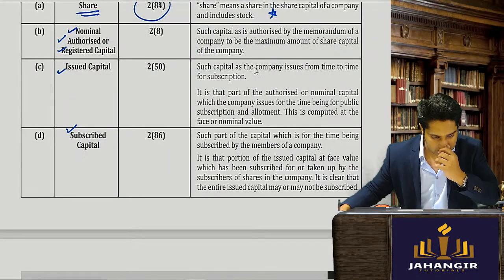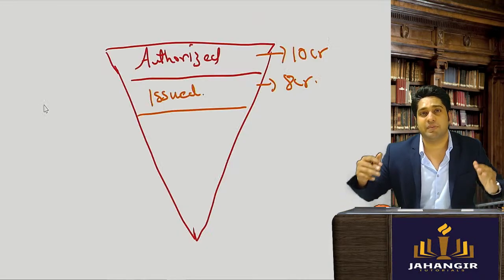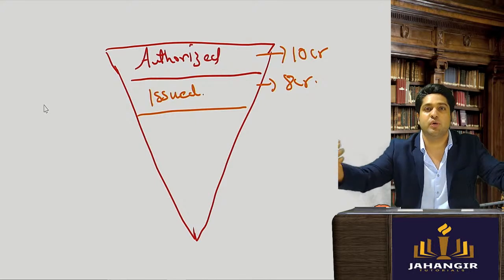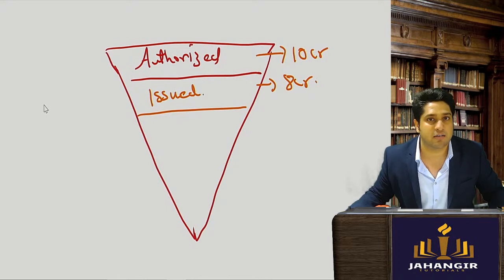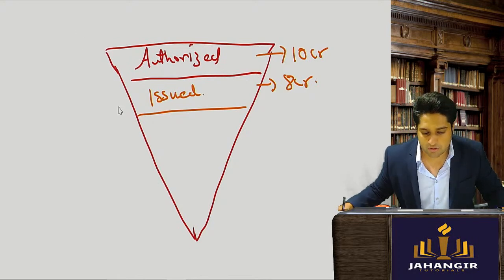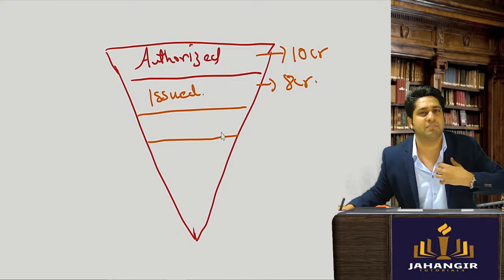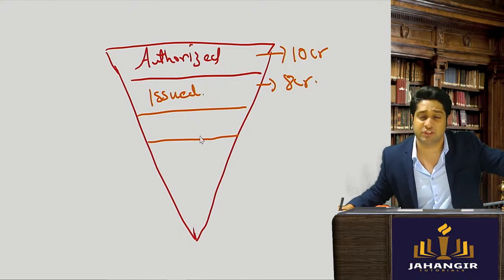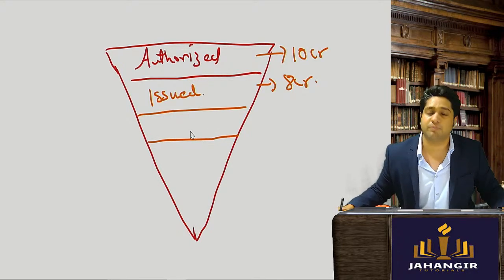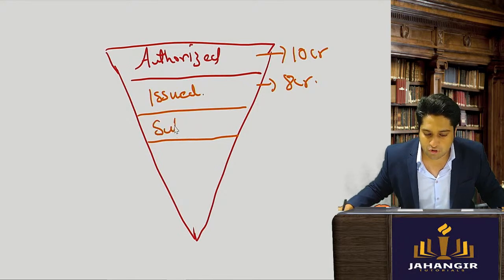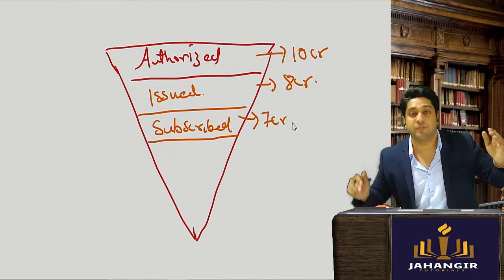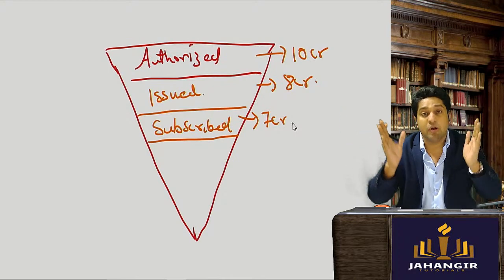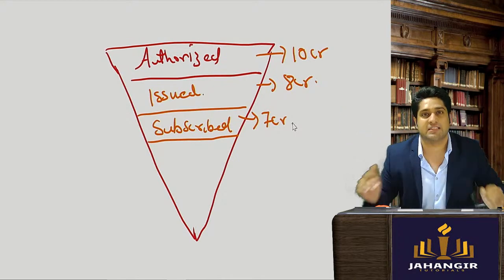Now, if the company is planning to sell its shares, issue its shares, do you think it will always find buyers in the market? The answer is no. So if the company is issuing shares worth 8 crores, it is possible that it's not fully subscribed and only the subscribed portion is 7 crores. Yes or no? So the biggest is authorized, below that is issued, below that is subscribed.